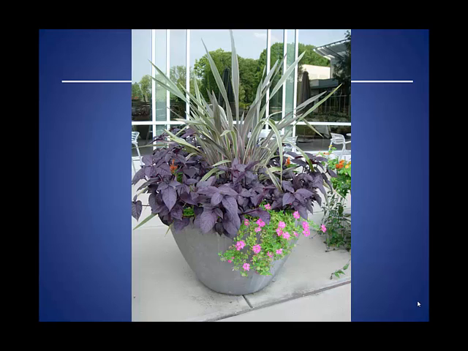So when you're designing containers, a little mnemonic device that you can use to think about your container design is that you want to look for a thriller, a spiller, and a filler. In this case, this is the thriller, something that stands up and that you can take notice of. The filler here, the perilla, fills in the area, so you don't have a lot of open space hanging out.